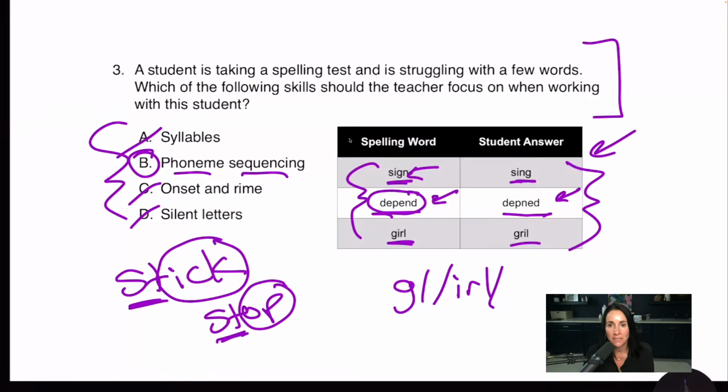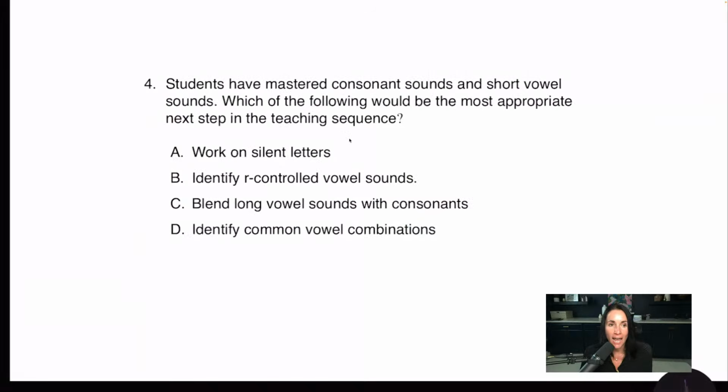A student is taking a spelling test and struggling with a few words. Which of the following skills would the teacher focus on when working with the student? Well, we know now that it's B. Notice working backwards helps you eliminate all this stuff. And when you start up here, you lose all the important information. So if it works for you, try working backwards. It really helps.